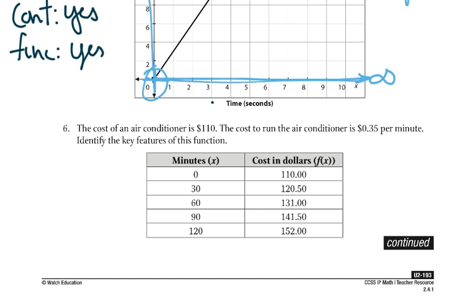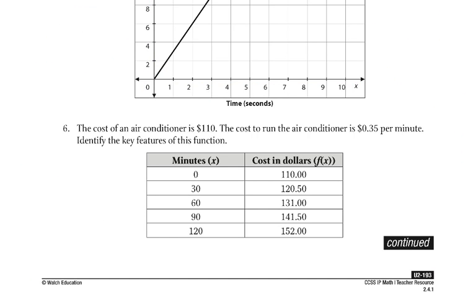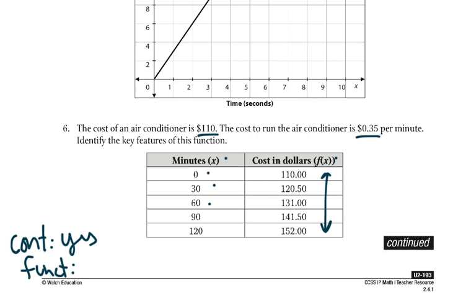Okay, now when we're dealing with a table, we can still kind of treat it the same way. With a table, however, we can never tell if something's continuous. But the story problem can help us out. The cost of an air conditioner is 110. The cost to run it is 0.35 per minute. Because it's a cost, it can change. We can connect the dots, so we'd say yes, continuous. Is it a function? We've got two groups. We've got a pattern, and for every input there's only one output, so yes.